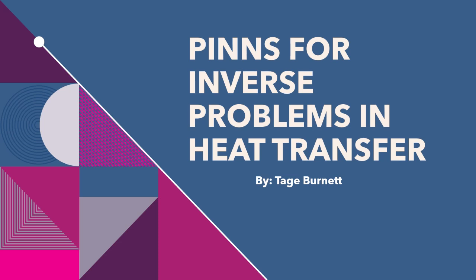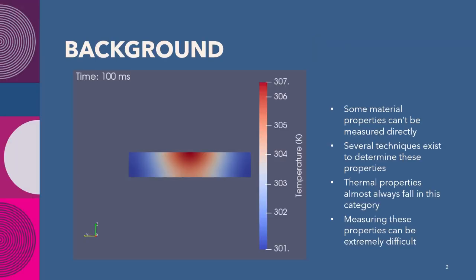Hey, my name is Tage Burnett, and this is my 595R project on using PINNs to solve inverse problems in heat transfer. In traditional engineering classes, we frequently take the material properties that we know, we plug them into models, and predict the behavior of systems. This is called a forward problem.